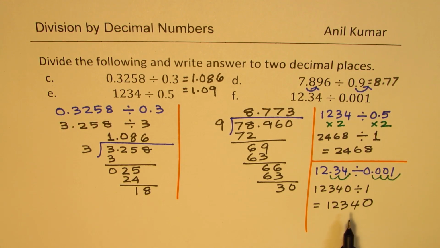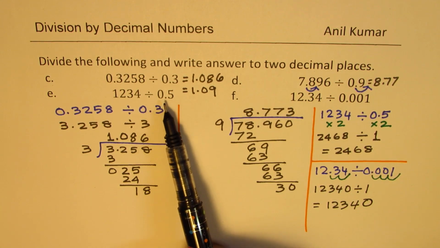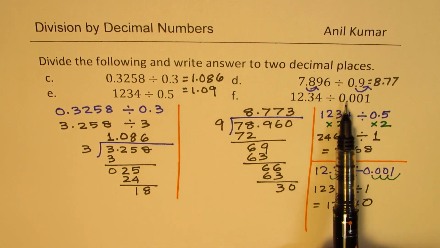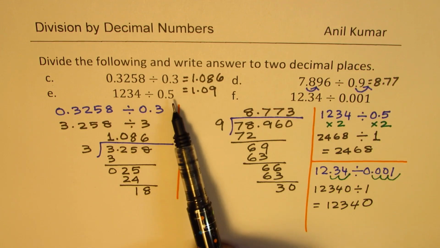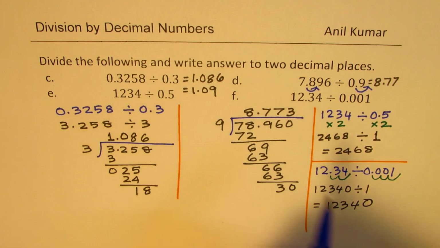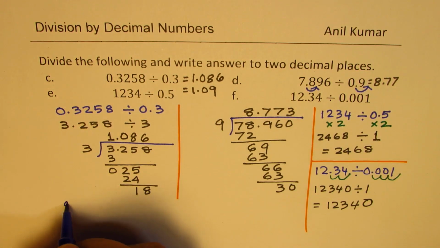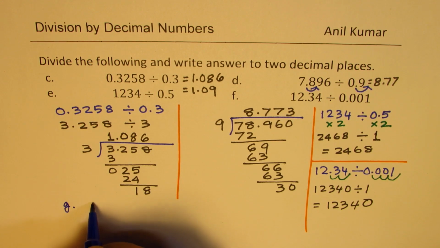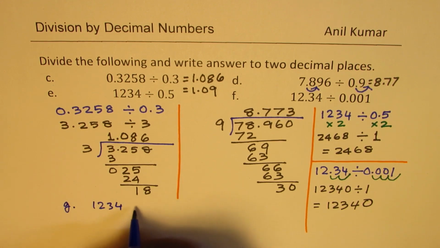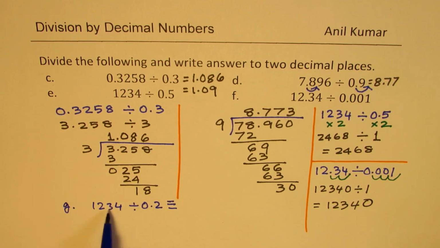So many multiple choice questions could be asked in this fashion, where you're dividing by 0.5, 0.00 something, or even 0.2. If you're doing by 0.2, you can multiply both by 5. So here is an example. Let me write down an example for you. Let's say we have 1, 2, 3, 4 divided by 0.2. Now, you could also write this as what? You could multiply both by 5, right?